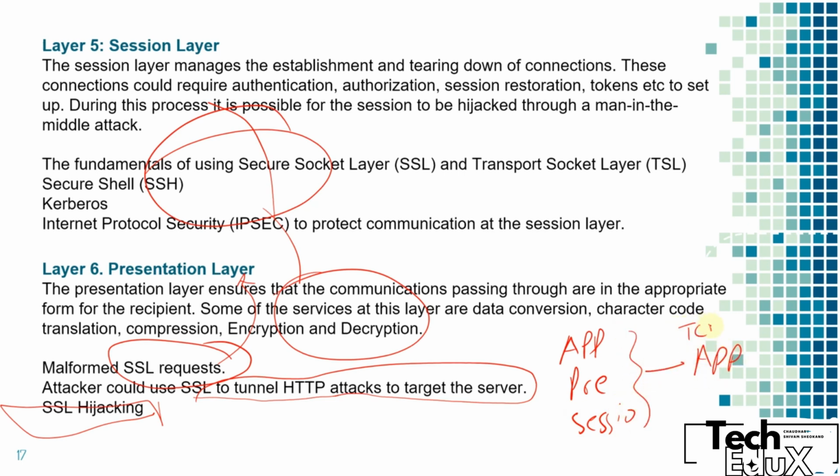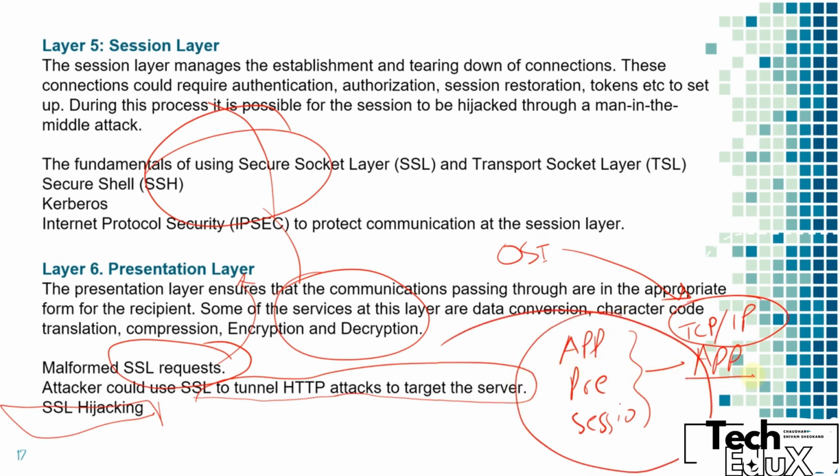If we talk about the TCP/IP model, the OSI layer that we have talked about is the OSI model, and as opposed to the OSI model, we have the TCP/IP model, where all these layers have been squeezed into one layer called the application layer.